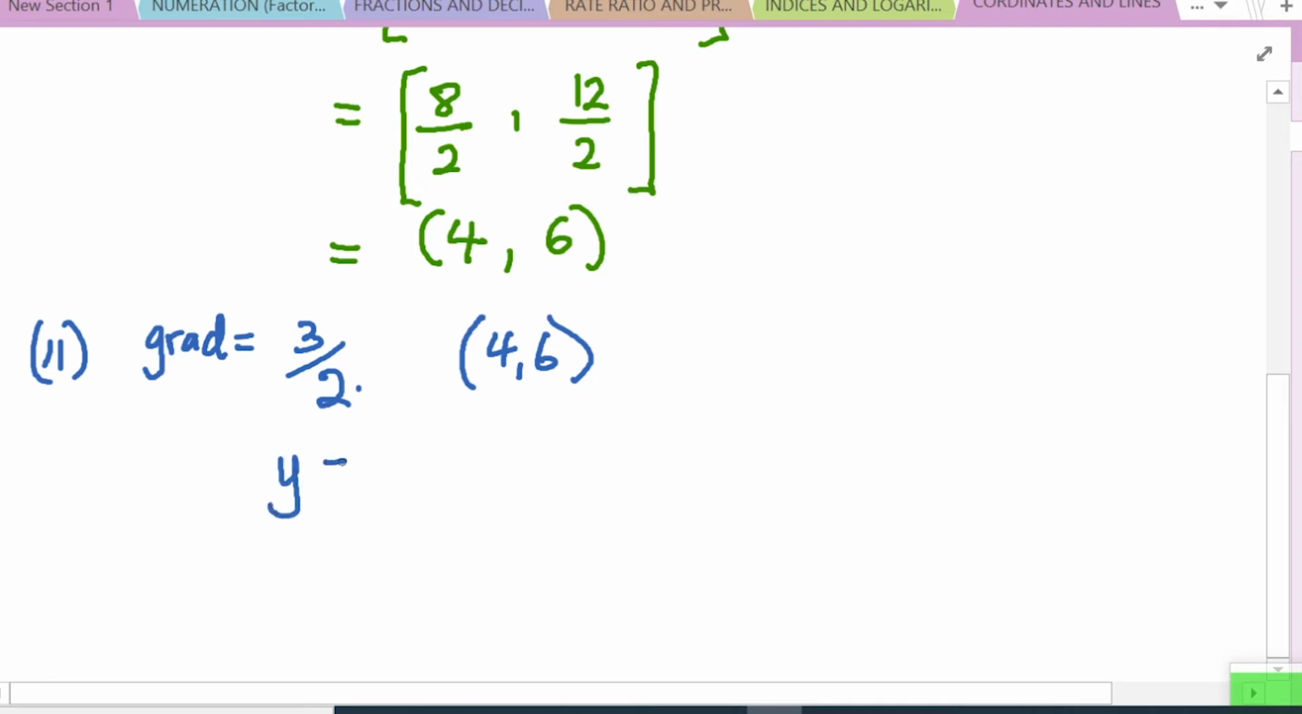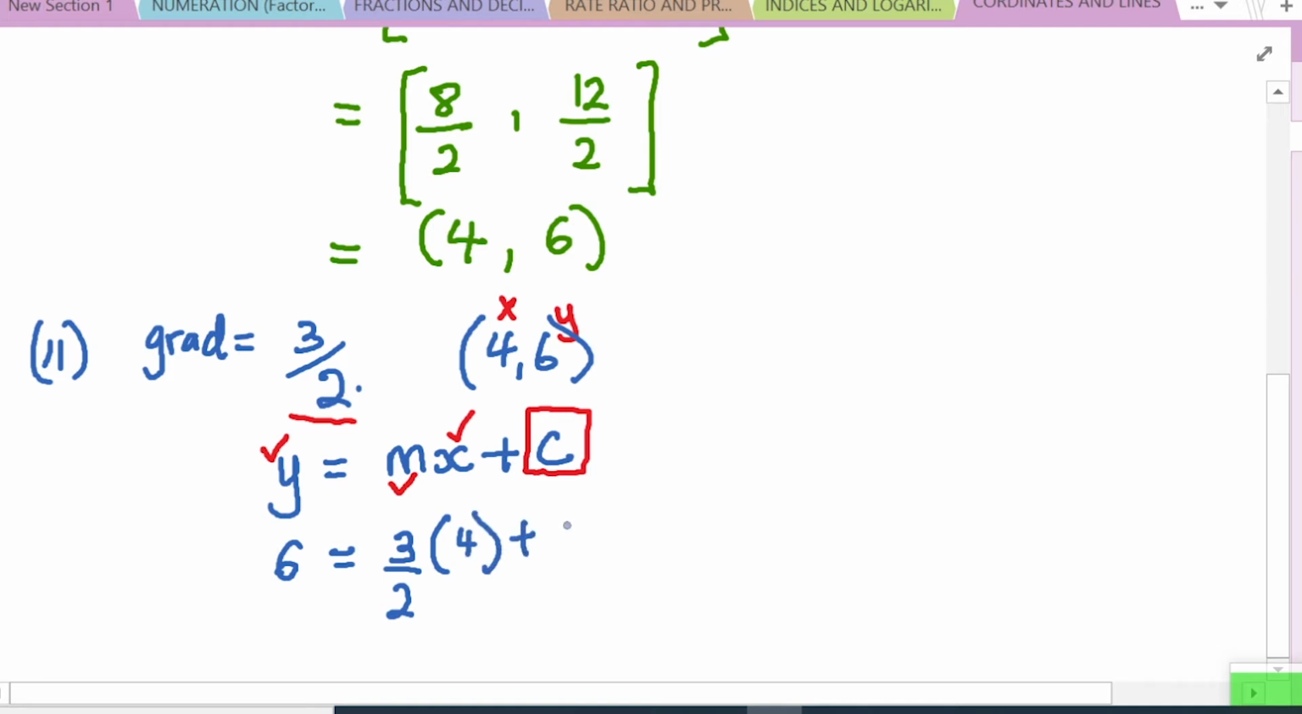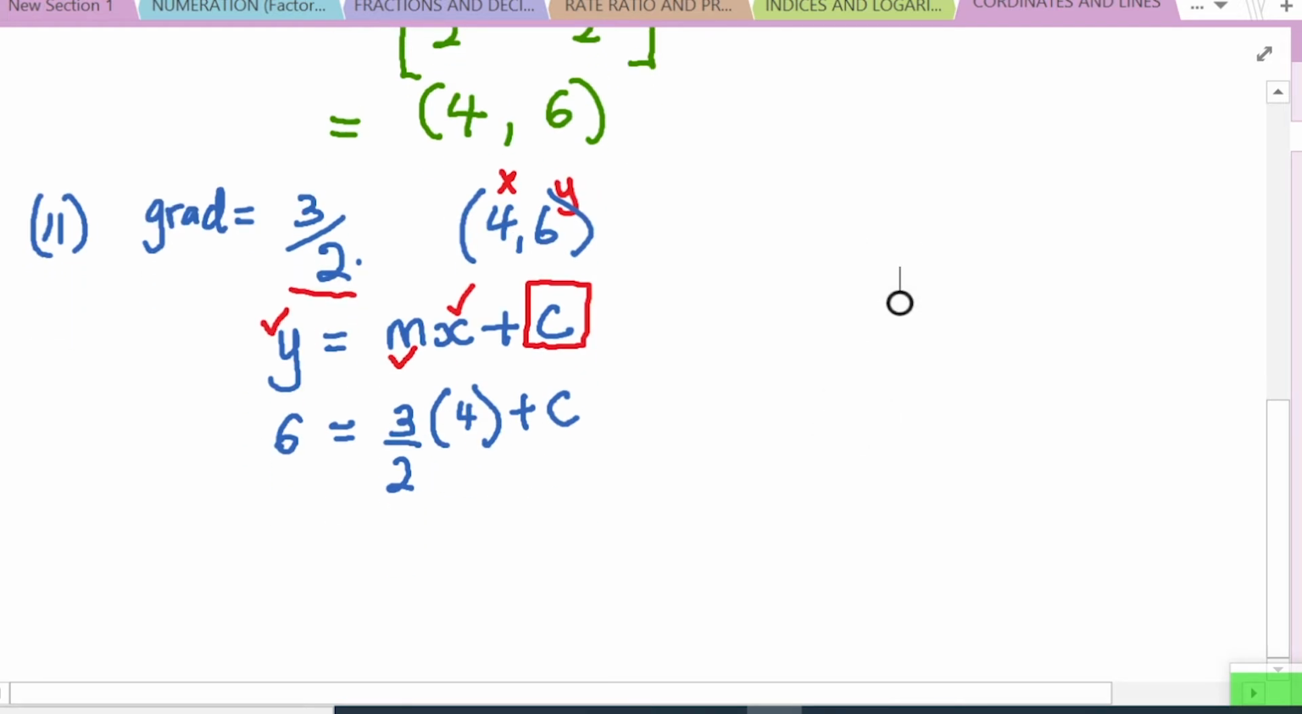Again, we shall say y is equal to mx plus c. We have the value of m, which is the gradient. We have a point x, which is right there. We have a point y, which can be substituted there. So all we need is to find the value of c. So let's get started. So y is equal to mx plus c. What's the value of y? Y is 6, so we shall say 6 is equal to our value of m, which is the gradient, 3 over 2, times x, which is 4, plus c, like that.